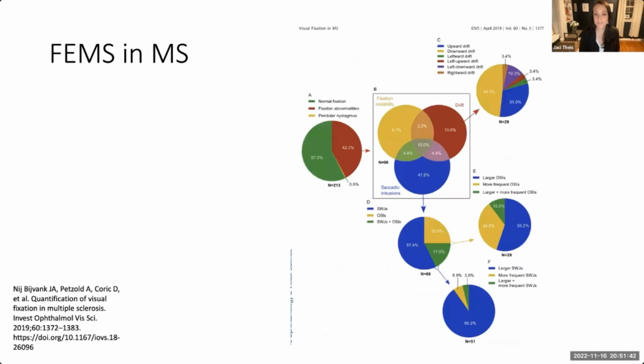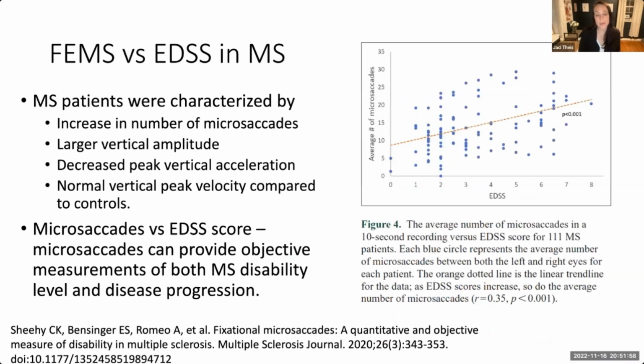And we know that there are different types, as I mentioned here, of nystagmus. That's what this graph shows, and it's not surprising that all patients have different types of up versus down versus leftward drift, and they're all a little bit different, but we know in general, the vertical is going to be more impacted in patients with MS. What's interesting is that the fixational eye movements have been linked to the disability scores in MS. So we know that they have more microsaccades, larger vertical amplitudes, and that microsaccades can actually provide an objective measure of MS disability level and disease progression. So as the microsaccades get worse, the disease gets worse.